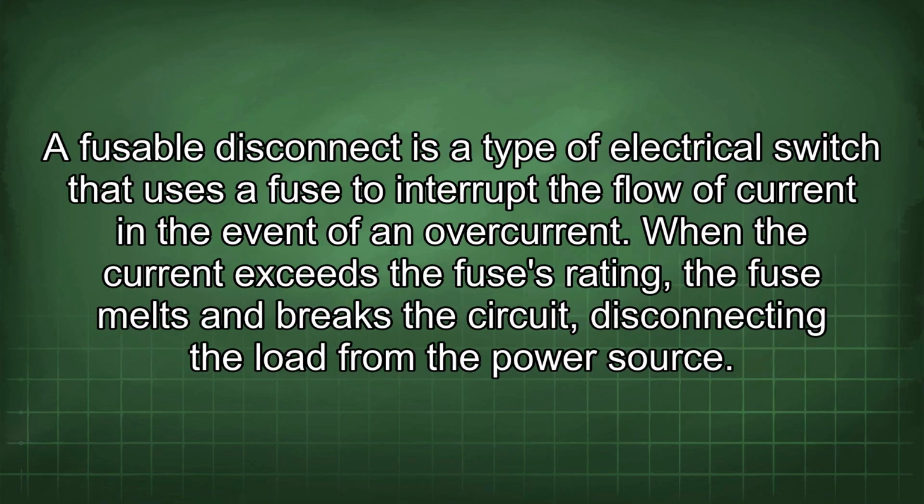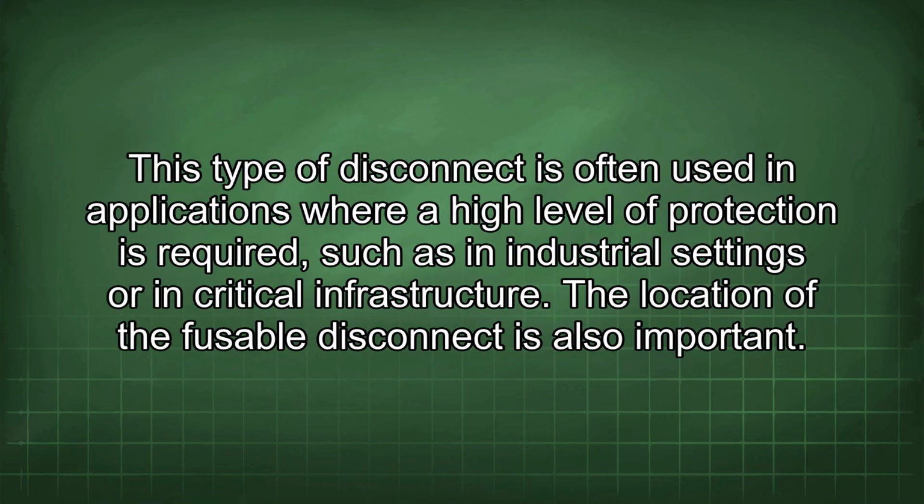A fusible disconnect is a type of electrical switch that uses a fuse to interrupt the flow of current in the event of an overcurrent. When the current exceeds the fuse's rating, the fuse melts and breaks the circuit, disconnecting the load from the power source. This type of disconnect is often used in applications where a high level of protection is required, such as in industrial settings or in critical infrastructure.